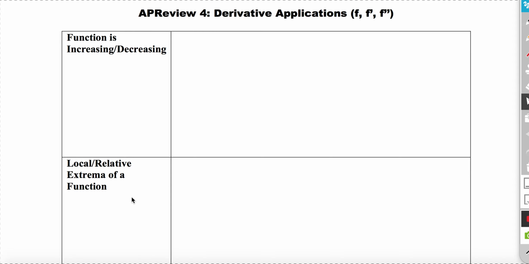All right, hello everyone, and welcome to AP Review number 4. Today we're going to be talking about applications of derivatives as that relates to dealing with just kind of functions out of context, f prime, f double prime. Going to go through a little bit of review, show some just examples of applying this knowledge.